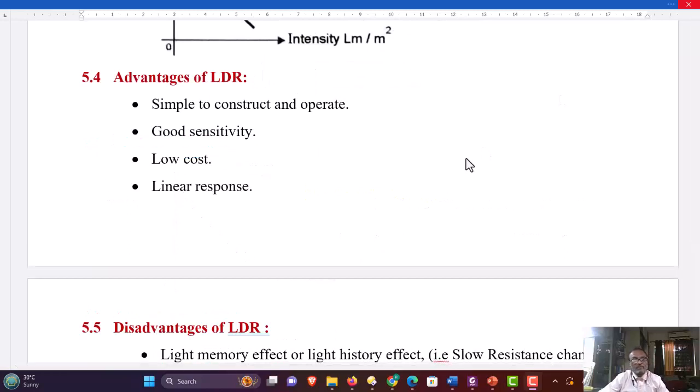Some of the advantages of LDR are they have a very simple construction and are easy to operate and rugged. They have good sensitivity to the incident light. They are cheaper and they have an approximate linear response with the light intensity.